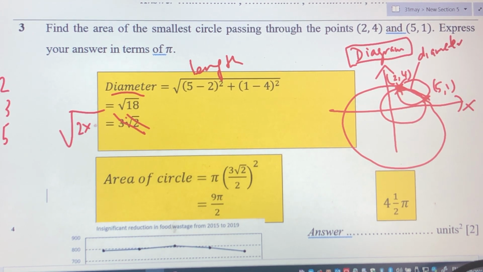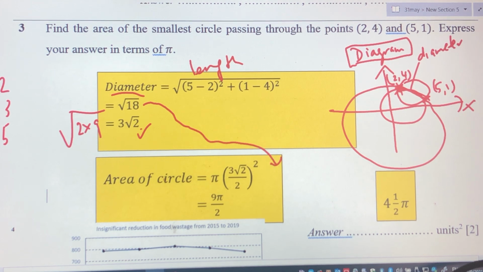If you can divide by 2, then the next line you will just write the value of square root 9, which is 3, and then square root 2. So this is the simplest surd form if it's A maths. But for E maths, you're actually not expected to know all this, okay? So you can just write the answer as this, and because this is just an intermediate answer, you can throw it now into this area formula.